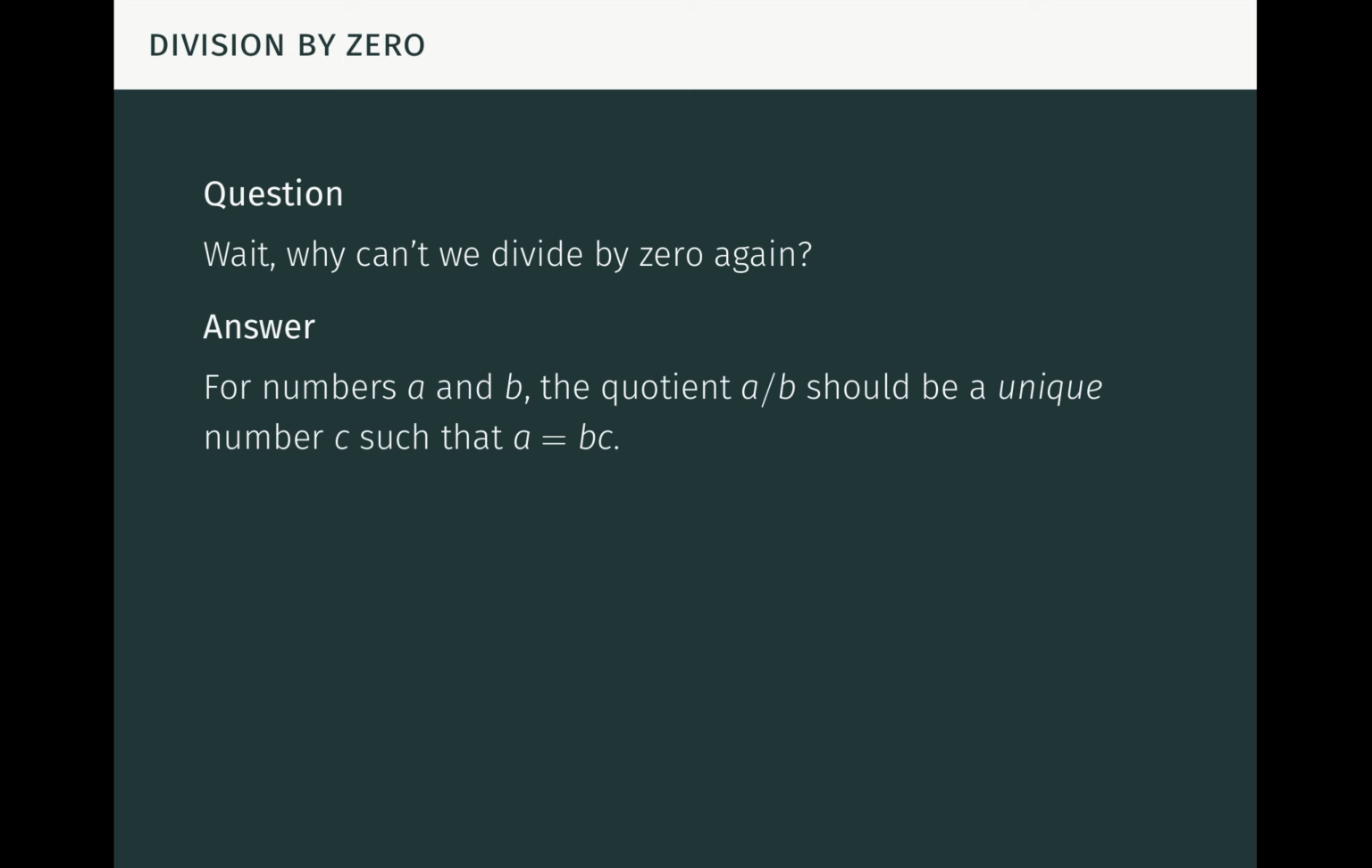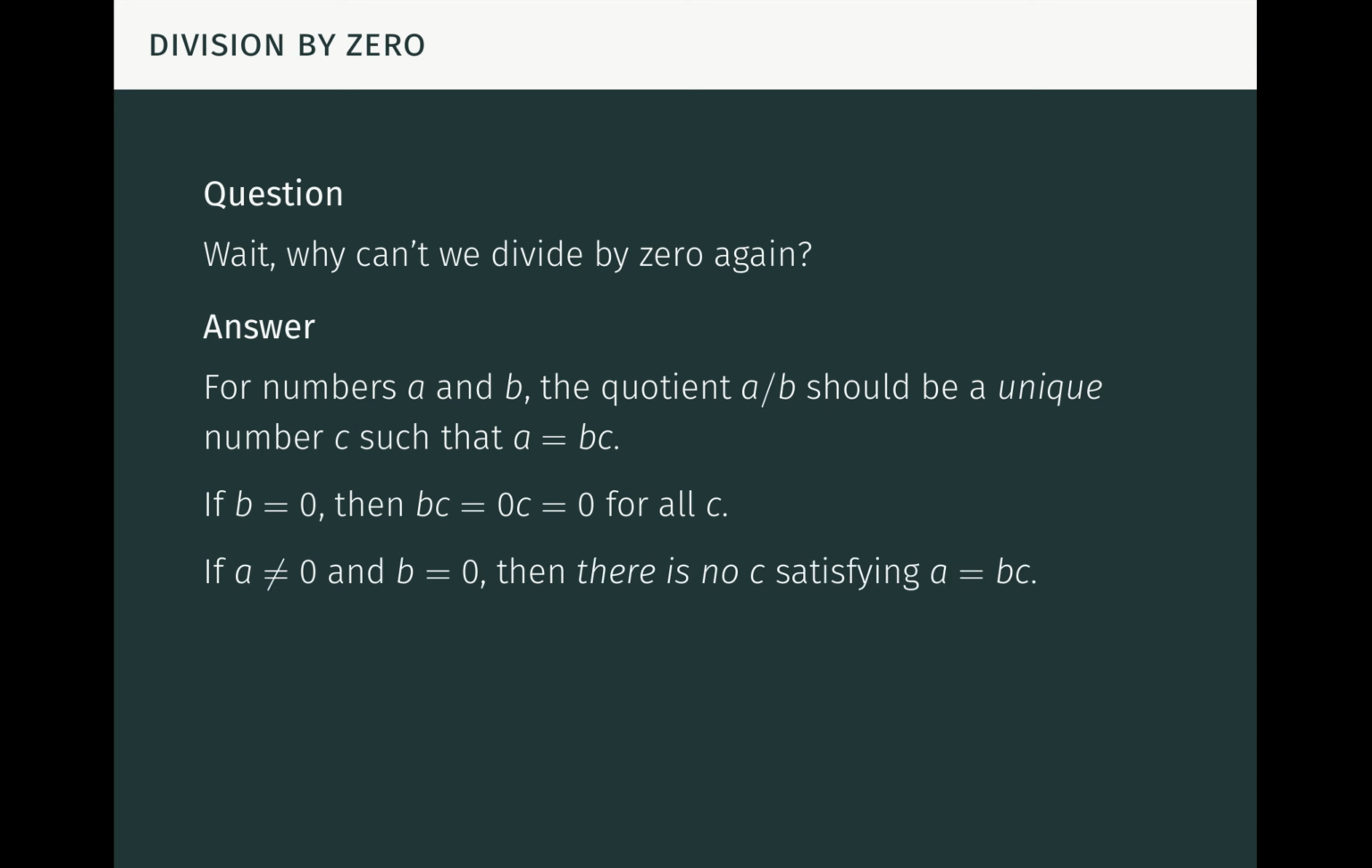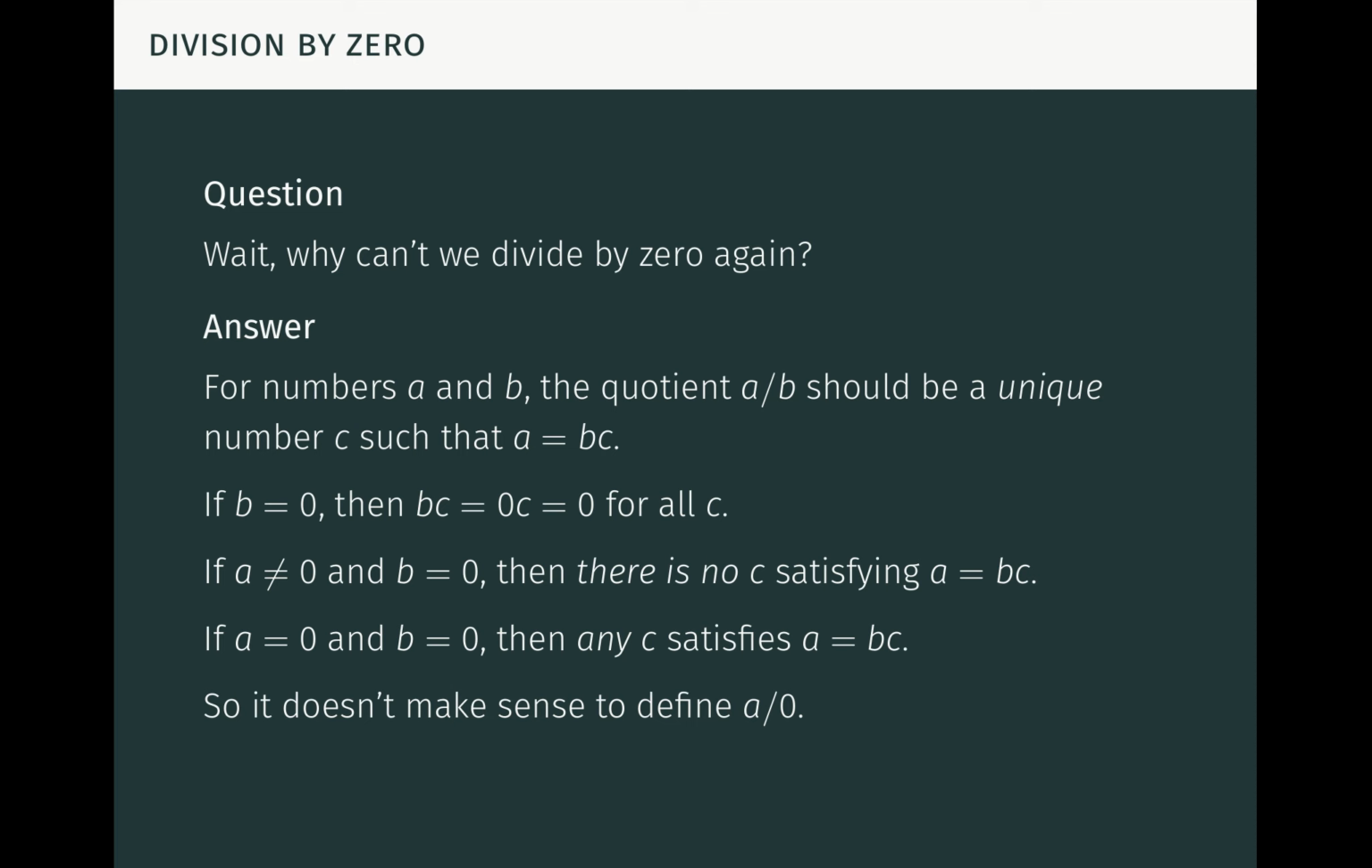The answer is this. For numbers a and b, the quotient a over b should be a unique number c, such that a is equal to b times c. Now, if b is equal to 0, then b times c is just 0 for all c. That's because 0 times anything is always 0. If a is non-zero and b is 0, then there is no c satisfying a is equal to b times c. On the other hand, if a is 0 and b is 0, then any c satisfies a is equal to b times c. So in either case, it doesn't make sense to define a over 0.